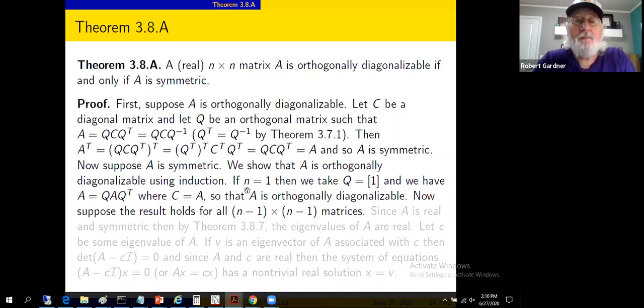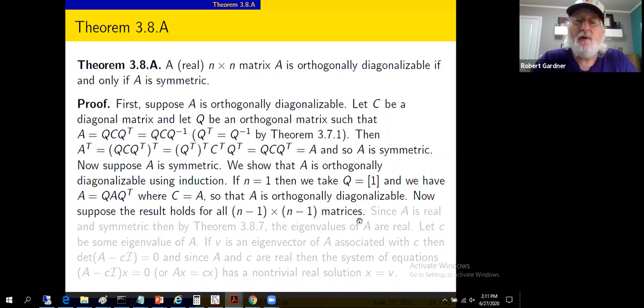All right, suppose the dimension's 1, just to get a base case in. We can take Q to be the matrix consisting of 1, and we have A equals Q A Q transpose. A itself, if it's a 1-by-1 matrix, is by definition a diagonal matrix. This is an orthogonal matrix, its transpose equals its inverse. A little uninteresting with 1-by-1 matrices, but it establishes a base case and shows that A is orthogonally diagonalizable. Here's Q and here's C. Take C to be A itself.